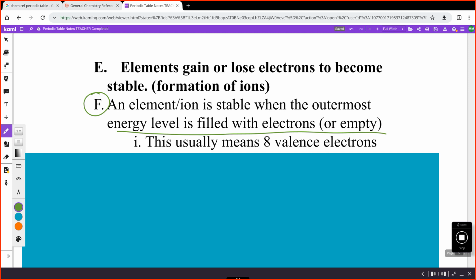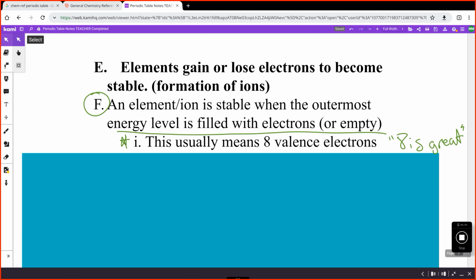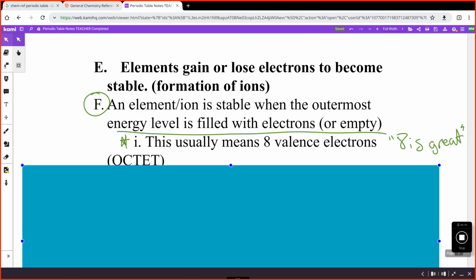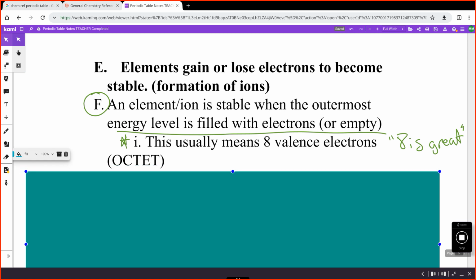Usually this means that we want 8 valence electrons. Normally, in this case, we say that 8 is great. It's an easy way to remember that a full valence shell is 8 electrons. It technically is called an octet, okay? Because an octet means 8 valence electrons.